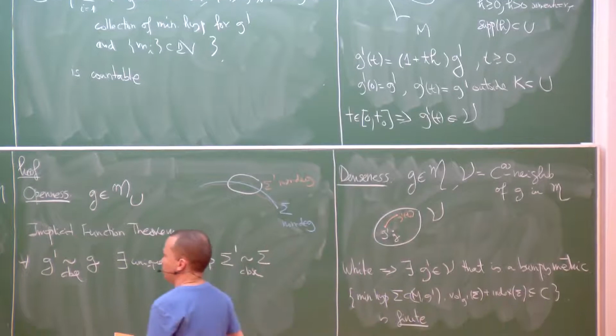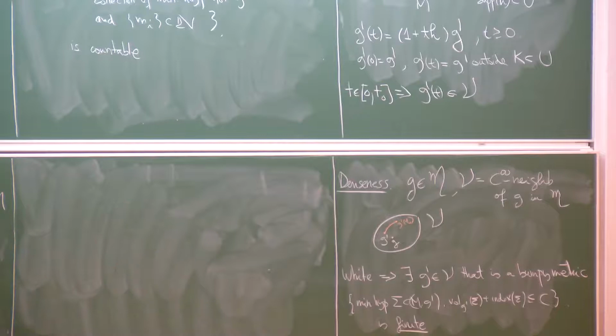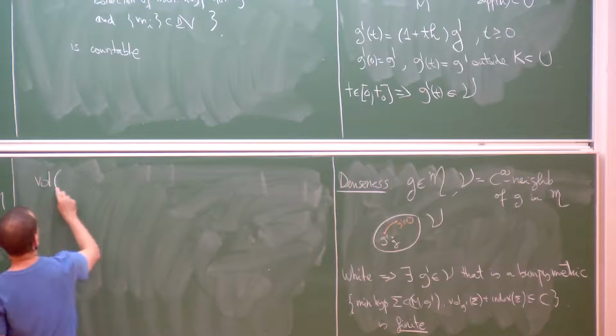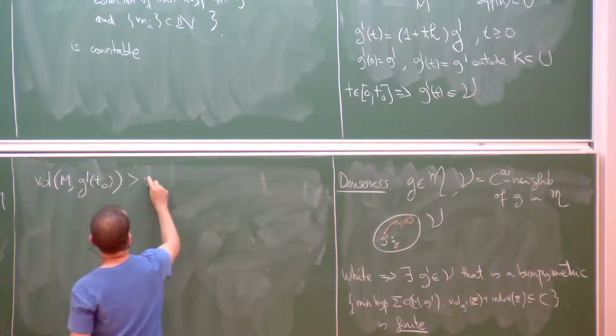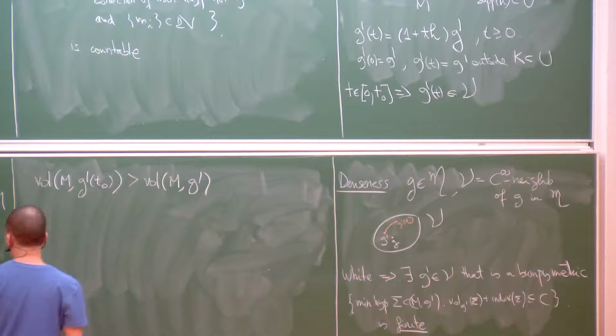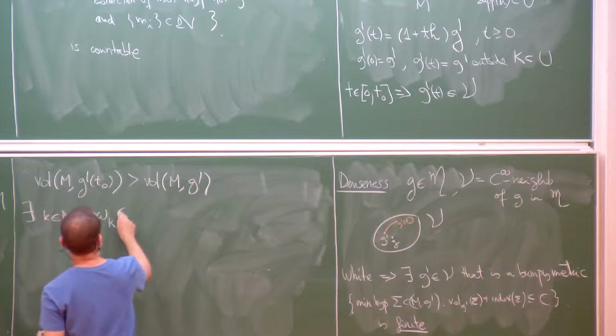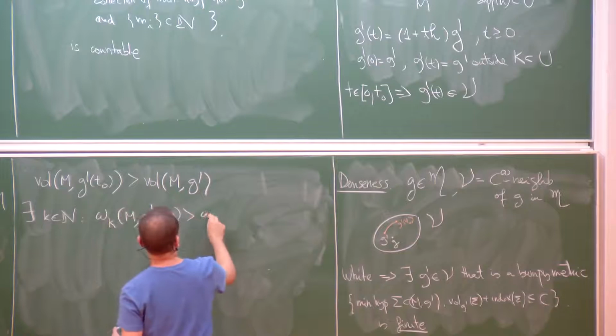Okay. So certainly one thing we can be sure is that the volume goes up. So the volume of M with respect to G prime of t naught is strictly bigger than the volume of M with respect to G prime, right? Because h is a non-trivial function, so I'm bumping the volume up. Now if one looks at the Weyl law, well, the only way the volume can go up is if some k-width goes up also. So one thing I can guarantee you is that there is going to be some k natural number such that omega k of M, G prime of t naught is strictly bigger than omega k of M, G prime.